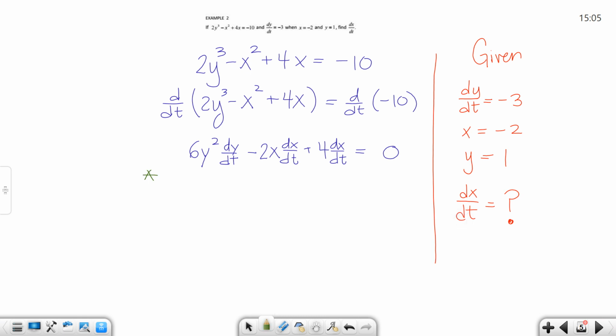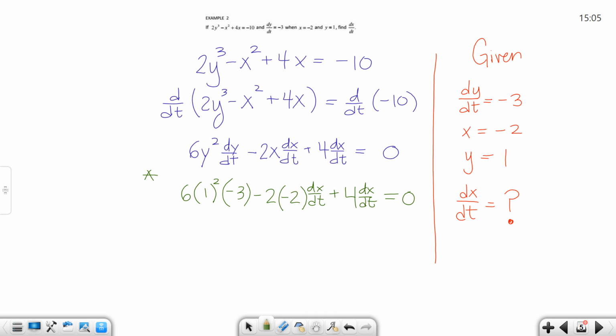So when we plug in, we have 6 times y squared dy dt, minus 2 times x dx dt. So I don't know what that is, so I'll just keep it as a variable. Plus 4 dx dt, and that equals 0.